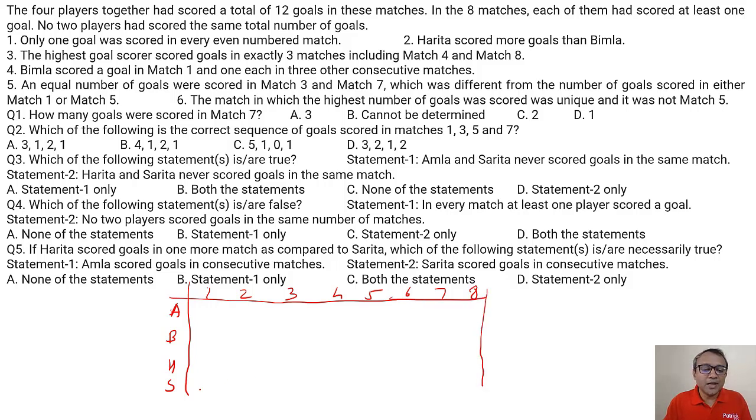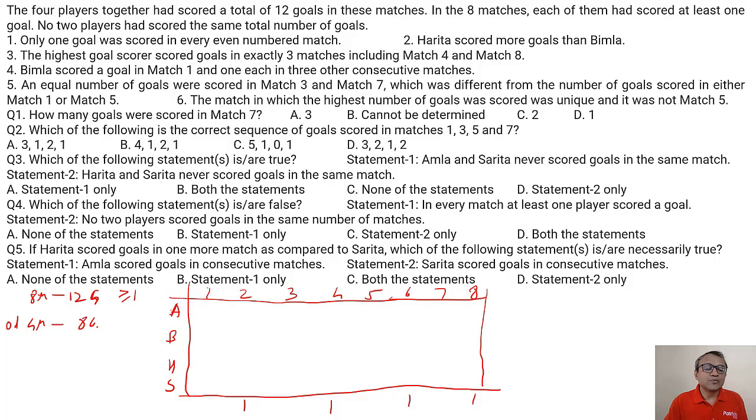Once you have the format in place, as and when you read, you can go about it. They have scored 12 goals in these matches. So 8 matches, 12 goals, at least 1 goal in each, so minimum greater than or equal to 1 goal in each match. Only 1 goal was scored in even number matches, so in the 2nd, 4th, 6th and 8th, only 1 goal was scored. Which means in odd number matches, there will be 4 matches with 8 goals. Even number matches: 4 matches, 4 goals. Odd number: 4 matches, 8 goals.